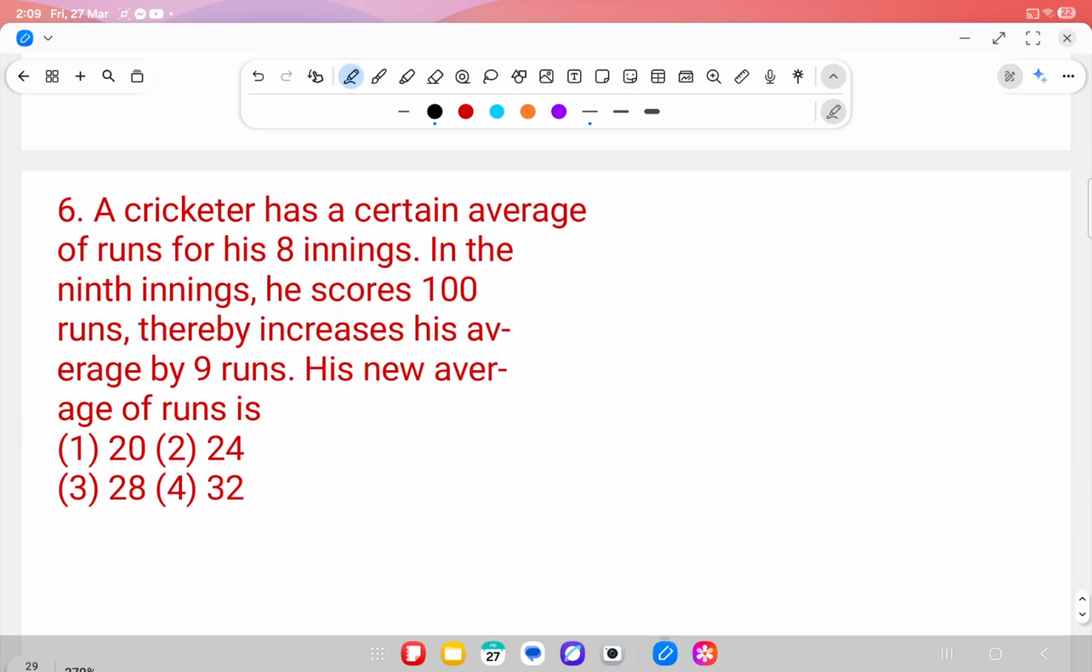A cricketer has a certain average of runs for his 8 innings. How many runs? We don't know. For 8 innings, X runs as the average. In the 9th innings, means one innings increased, he scored 100 runs. Thereby, his average increased by 9 runs. So X plus 9.